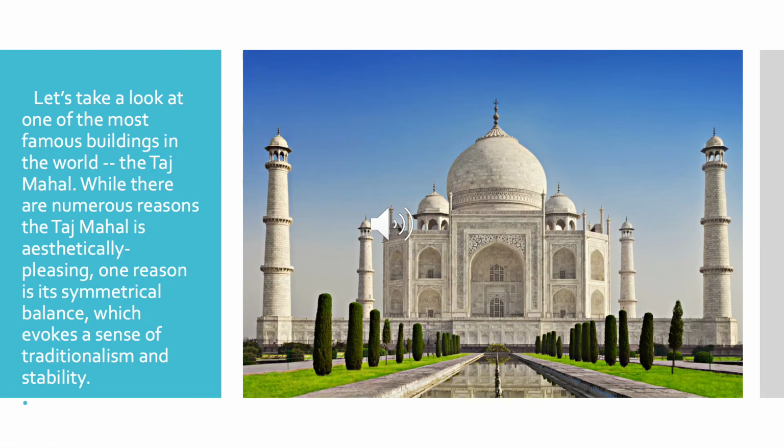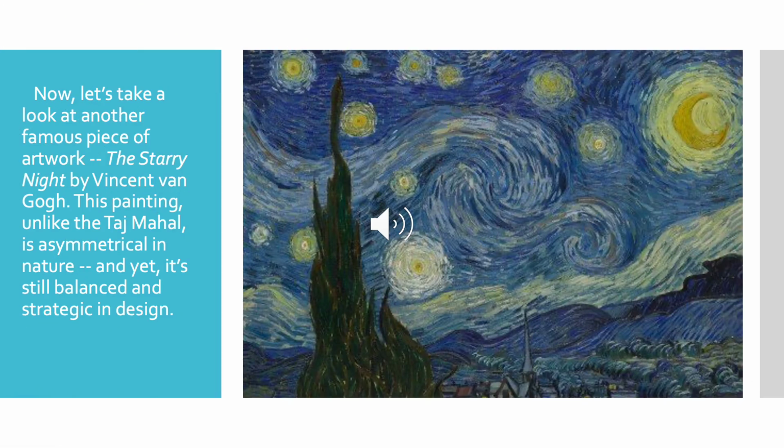Let's take a look at one of the most famous buildings in the world, the Taj Mahal. While there are numerous reasons the Taj Mahal is aesthetically pleasing, one reason is its symmetrical balance, which evokes a sense of traditionalism and stability. Now let's take a look at another famous piece of artwork, the Starry Night by Vincent van Gogh. This painting, unlike the Taj Mahal, is asymmetrical in nature and yet is still balanced and strategic in design.